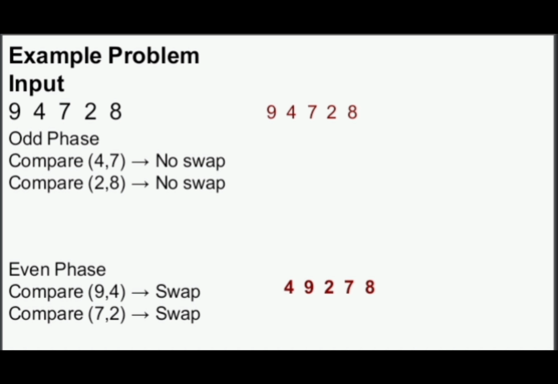Array 9, 4, 7, 2, 8. Compare 2, 8. 2 is smaller than 8. They are already in the correct order. No swap needed.